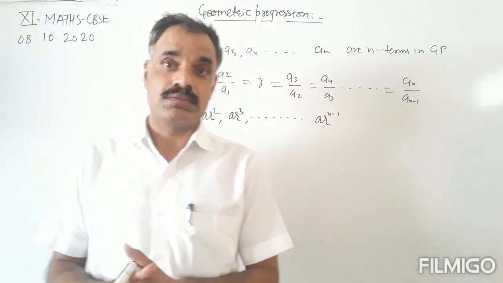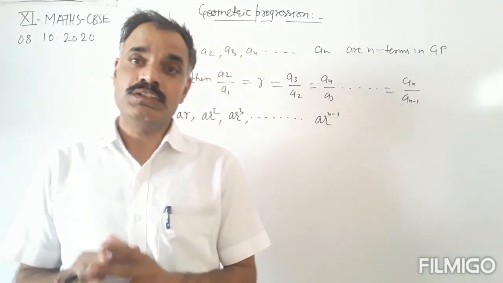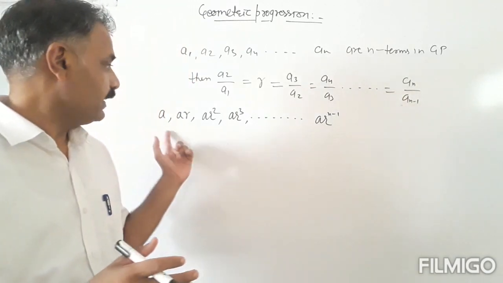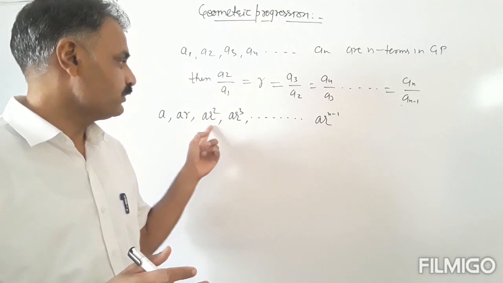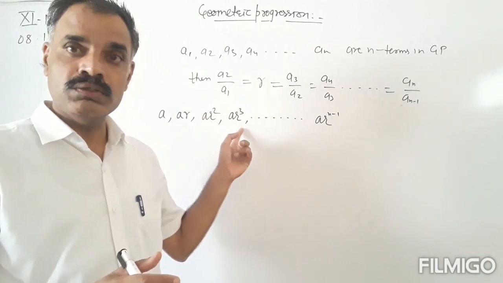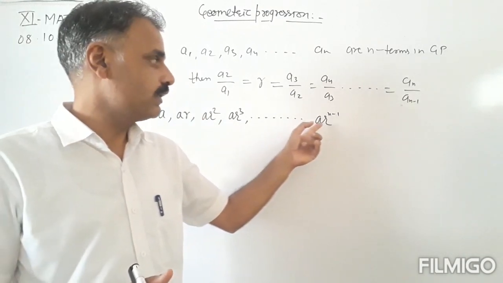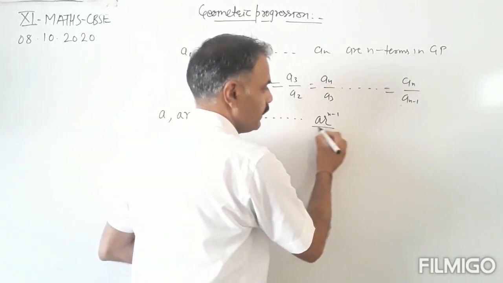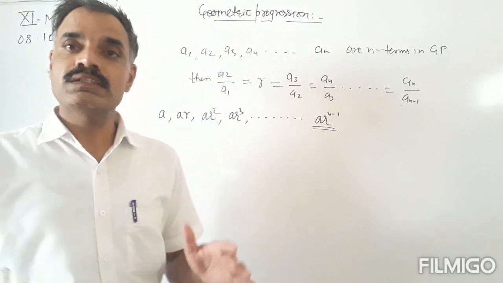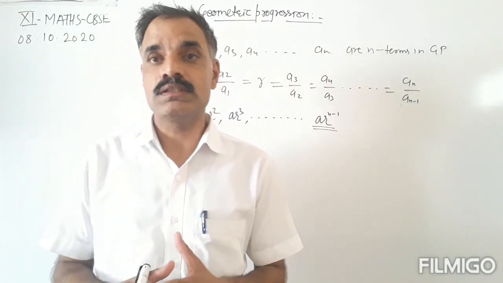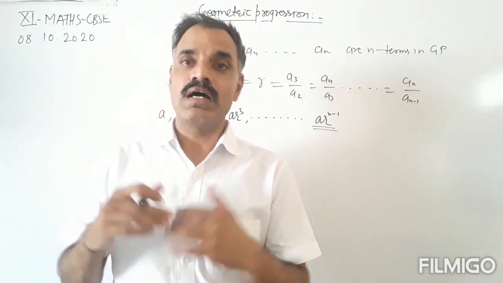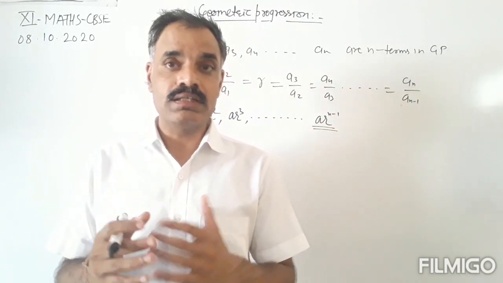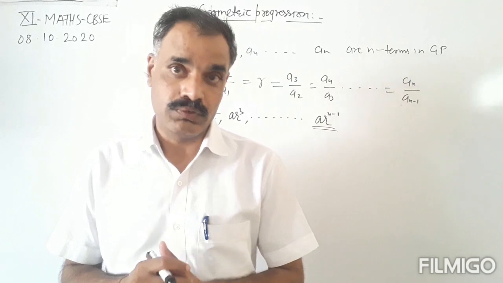Okay, so terms in geometric progression will be of the form A, AR, A into R square, A into R to the power 3 and so on, AR to the power n minus 1. This is the last term, or the nth term, or the general term of the geometric progression.